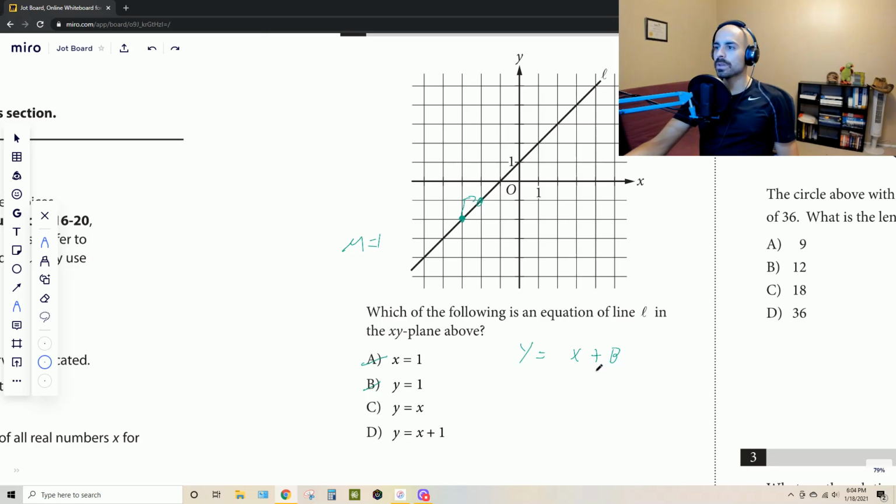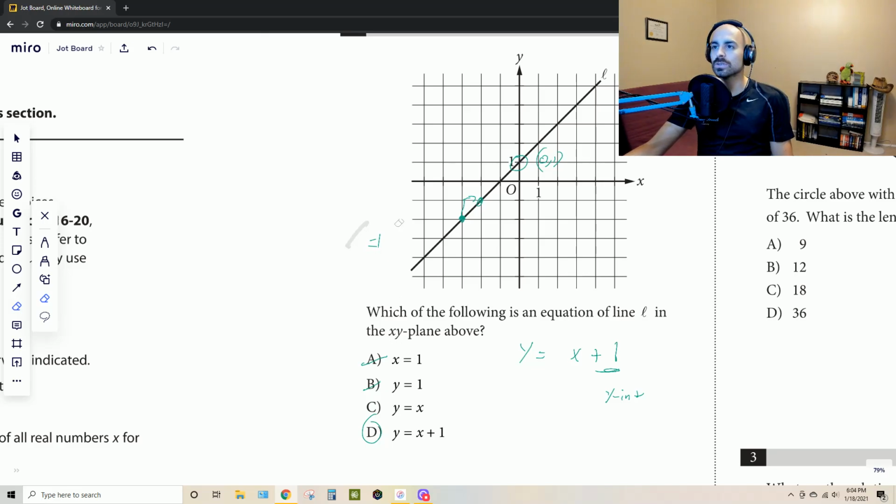And then what we know is that this b actually represents our y-intercept. And we notice here that the y-intercept is where it crosses the y-axis. It is at 0, 1, which means that the y-intercept here is also just 1, which leaves us with D.